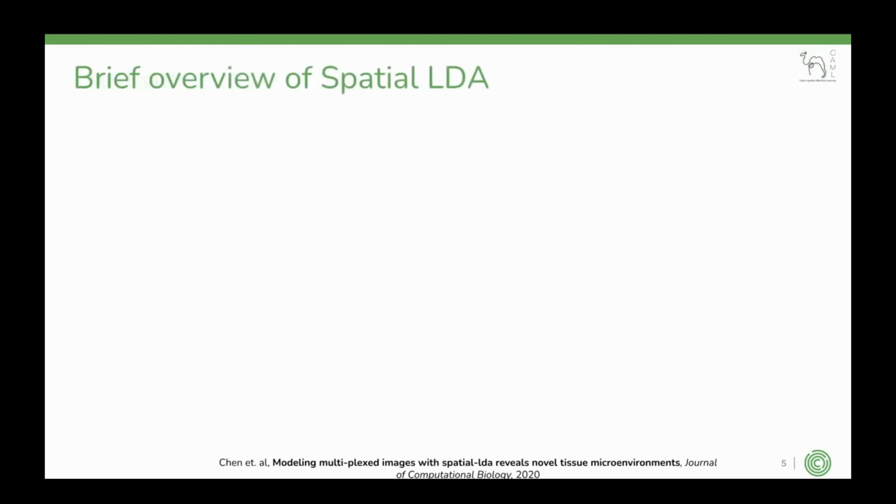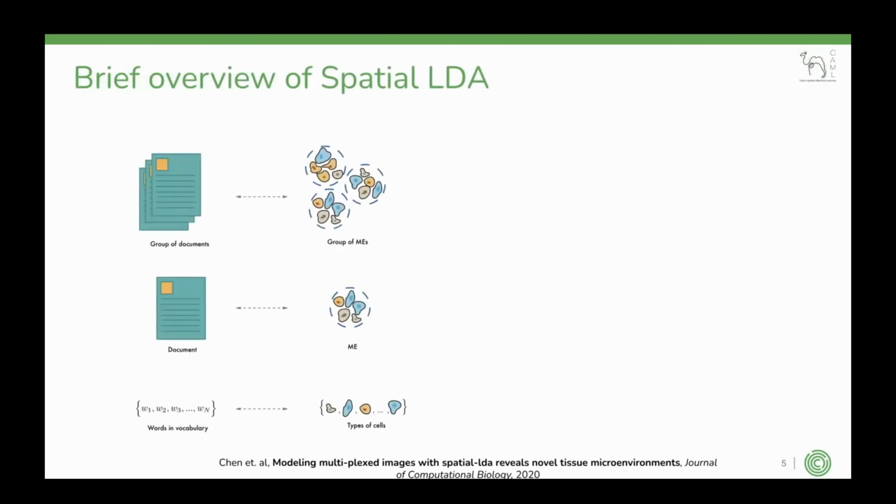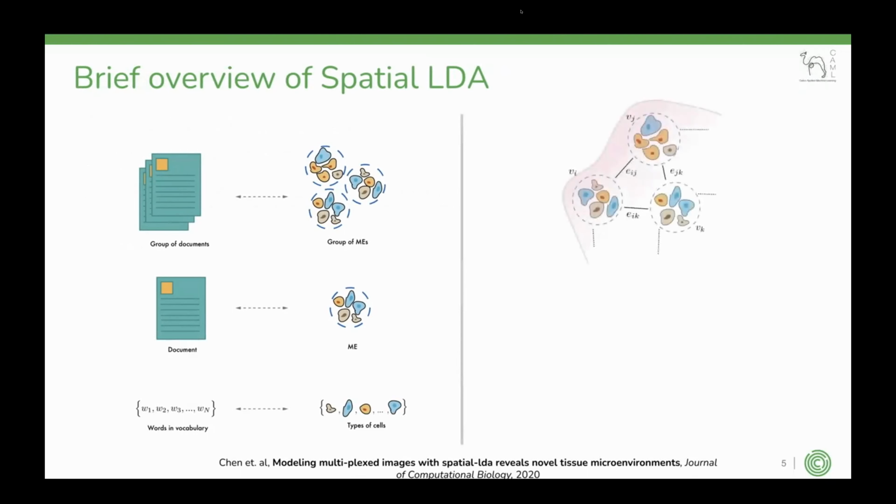Spatial LDA models identification of microenvironments from multiplexed images as a topic modeling problem, where groups of microenvironments are analogous to groups of documents, a single document is analogous to a microenvironment, and the vocabulary to the cell types. One can think of an in situ profiled image as a graph with vertices representing microenvironments and edges connecting spatially neighboring microenvironments. Spatial LDA adds a Laplacian constraint over every pair of alphas that are connected by an edge.